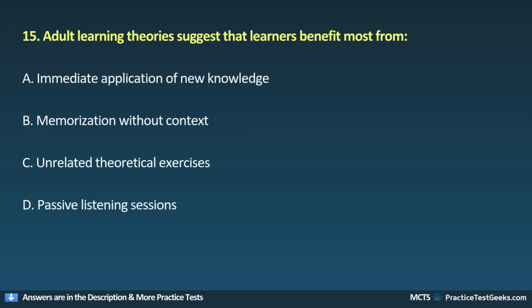15, adult learning theories suggest that learners benefit most from A, immediate application of new knowledge. B, memorization without context. C, unrelated theoretical exercises. D, passive listening sessions.